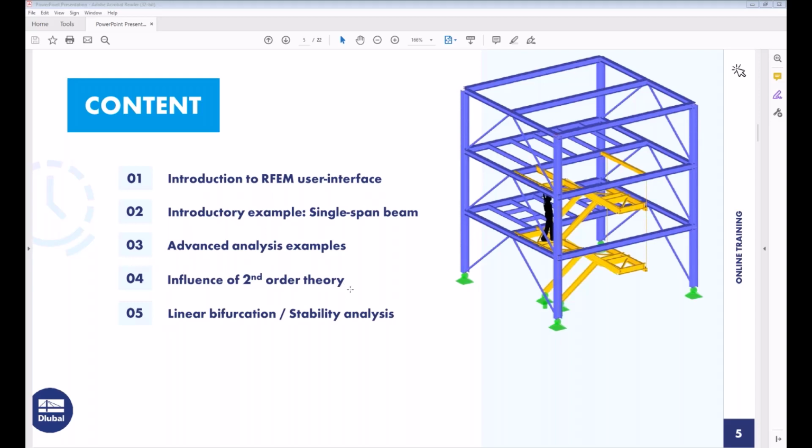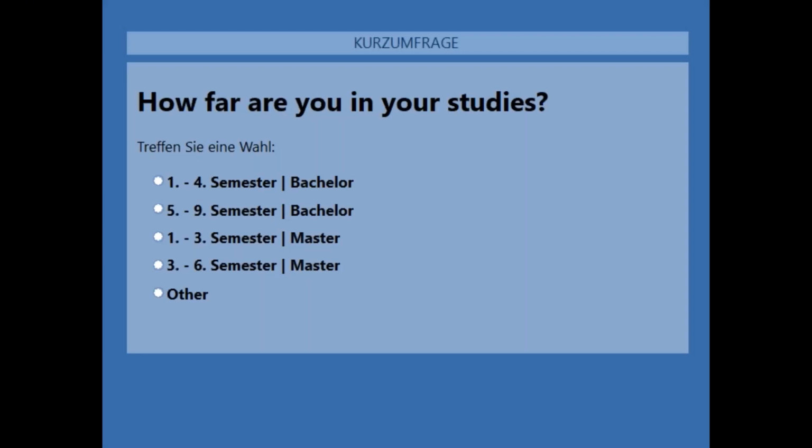I think I will need 1.5 hours, so nearly. And Jonas will continue with the influence of second order theory, and here the linear bifurcation stability analysis, and will show you a little deeper stuff. About the deeper stuff, I want to know how far you are in your studies, so that I have an overview. It's for our information, so please give us this, then we can see.